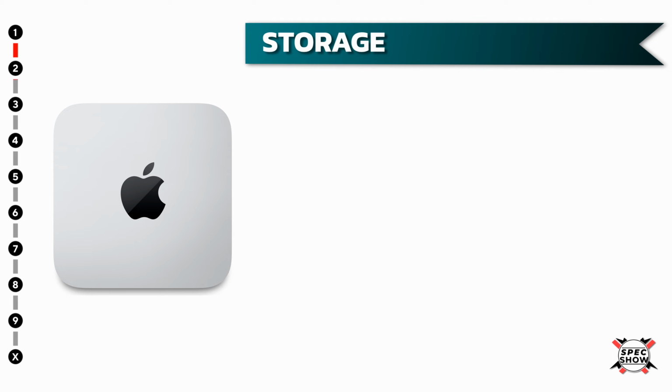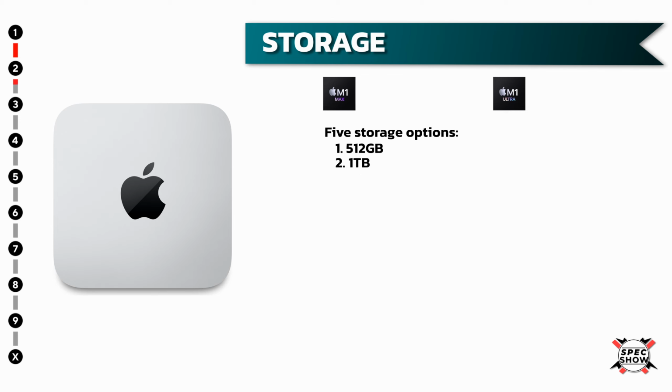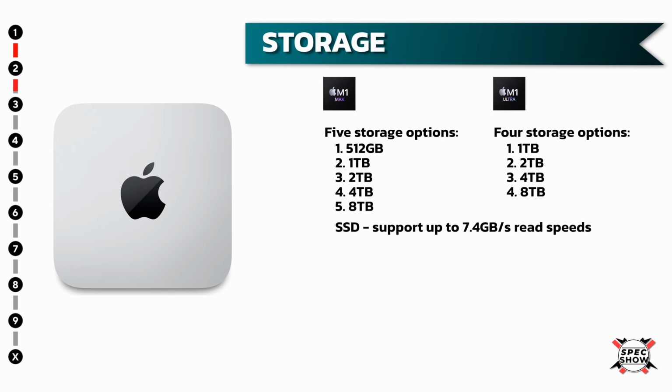The new Mac Studio comes with a variety of storage options that can be divided based on the processing chip they carry. That is, Mac Studio having M1 Max chip gets 5 storage options, which are 512GB, 1TB, 2TB, 4TB, and finally 8TB. On the other hand, Mac Studio having M1 Ultra chip only gets 4 storage options, which are 1TB, 2TB, 4TB, and 8TB. Also, the SSDs used in this device support up to 7.4GB per second read speeds.